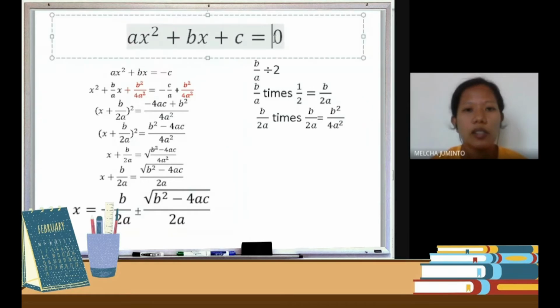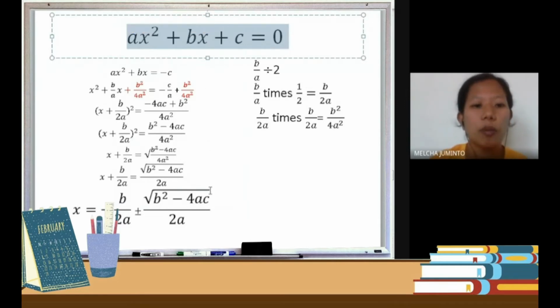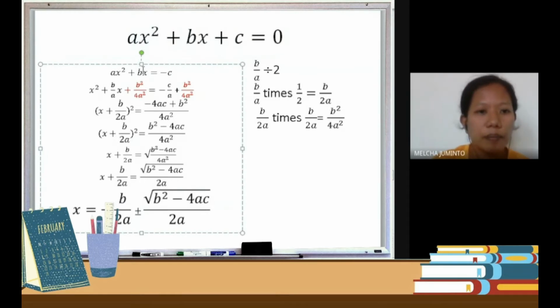Okay, so we start with the standard form of quadratic equation, which is ax squared plus bx plus c equals 0. The standard form of quadratic equation. And completing the square will be applied to this equation to show how the formula will be obtained. Okay, so this is the equation, and then we follow the steps here.